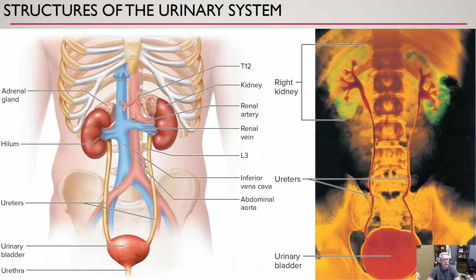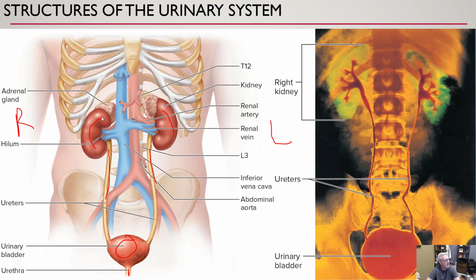All right, so here you can see that this is the right side of the body, and this is the left side of the body. We have two kidneys here, the right and the left, and then we have the right ureter and the left ureter, and there's the bladder here and the urethra here.